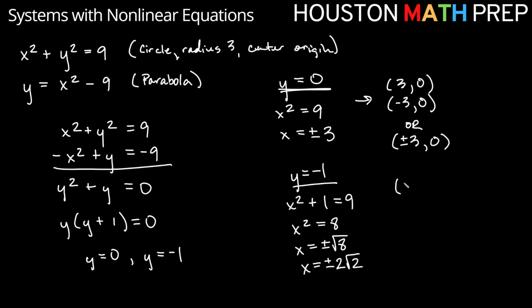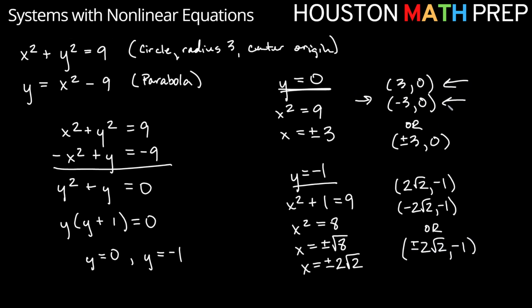So we have a couple of things. We have 2 root 2 comma negative 1. We also have negative 2 root 2 going with negative 1. We could write this one as a pair also. You might also see this written as plus or minus 2 root 2. Both of those x values going with negative 1 as a y value. But you can see we should get 2 here, and we also get 2 here as well, right? Written as a pair here and a pair here. So we have 4 intersection points.